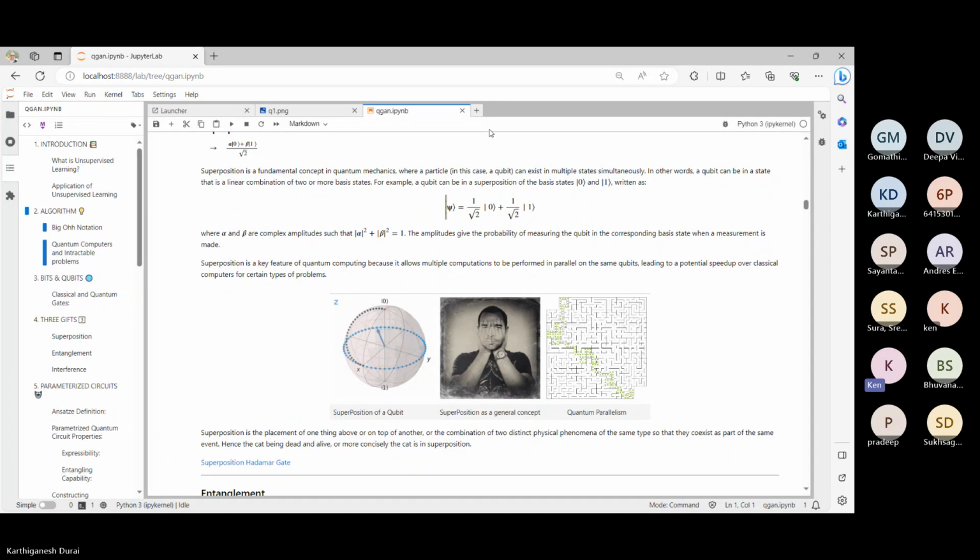Okay, let's scroll down a little more, KG, to entanglement.